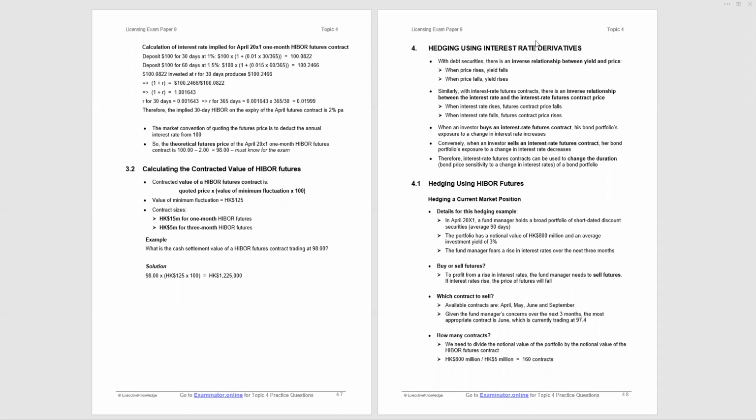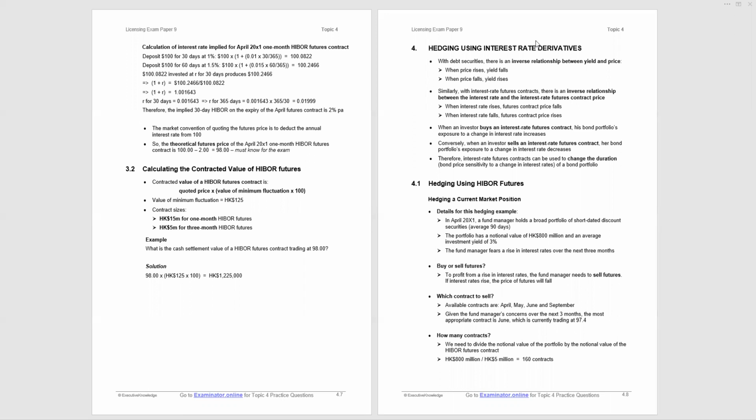Now, there are two contract sizes for HIBOR futures. The 1 month HIBOR future comes in a contract size of 15 million Hong Kong dollars, and the 3 month HIBOR futures, 5 million Hong Kong dollars. Now, you will be using these numbers in the exam, and often they are given in the question, but there's no harm in being aware of them and using them in practice questions.